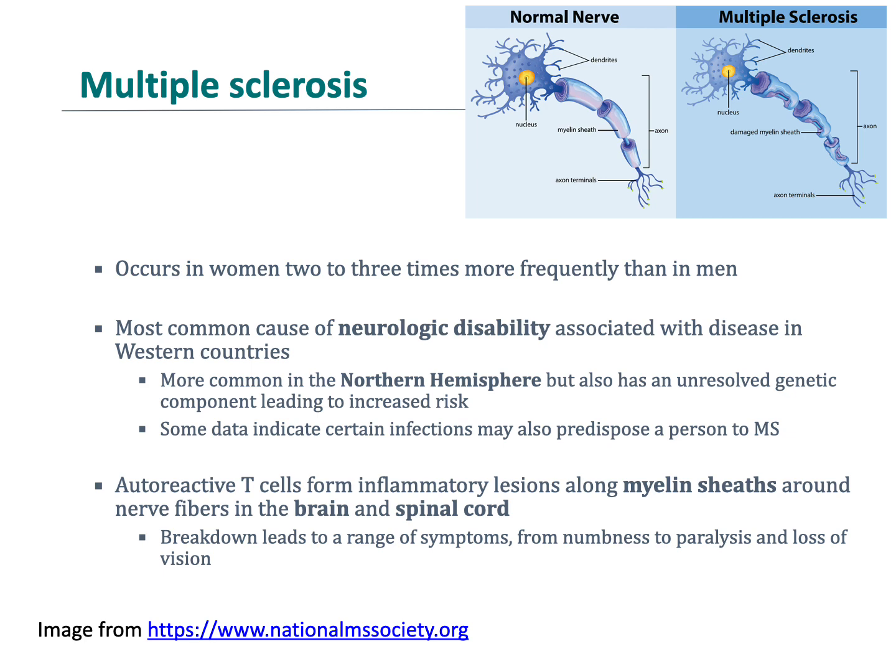So this causes neurological disability, and it's the most common cause of neurological disability in Western countries. It's more common in the Northern Hemisphere, and again, some of this is believed to be that vitamin D might play a role. We also know that certain infections may predispose individuals to developing MS, multiple sclerosis.